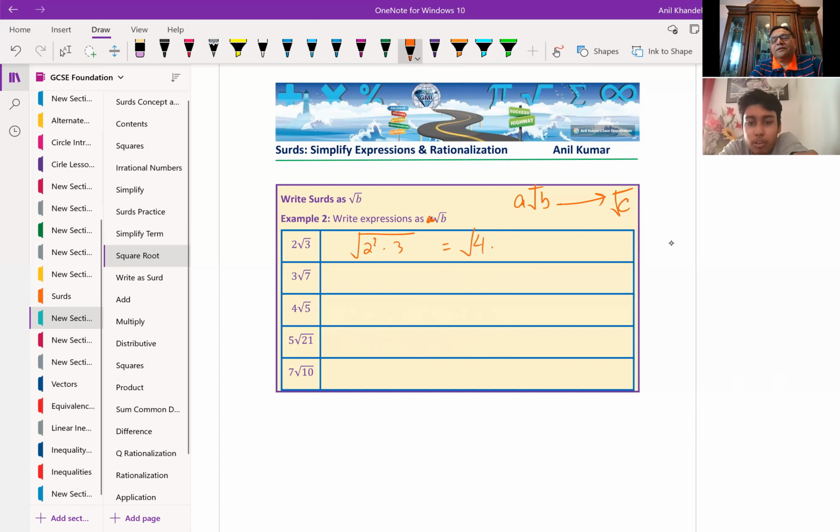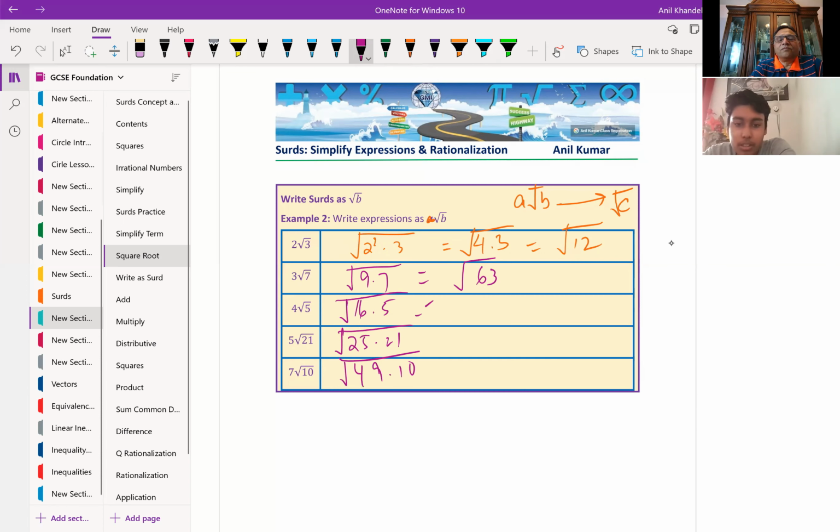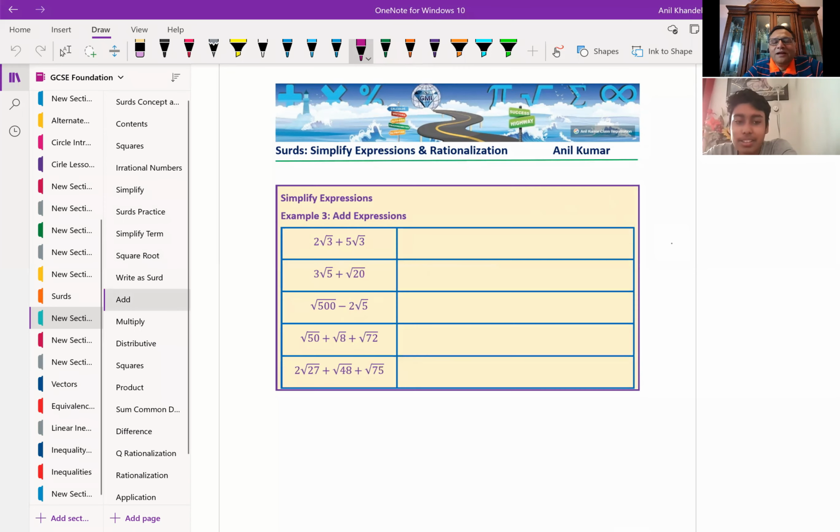Which is 4 times 3, so that's 12. Correct. Can you do the other one? All right, sir. That would be square root of 9 multiplied by 7, which is square root of 63. Correct. Then square root of 16 multiplied by 5 equals, and then that would be square root of 25 multiplied by 21, and that's square root of 49 multiplied by 10. Correct? Yes, sir. Easy exercise.